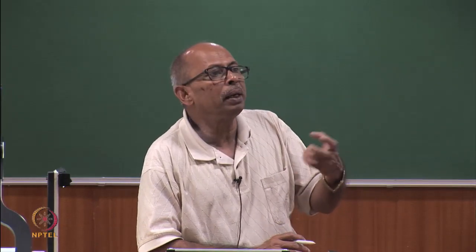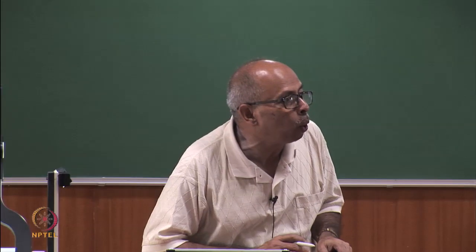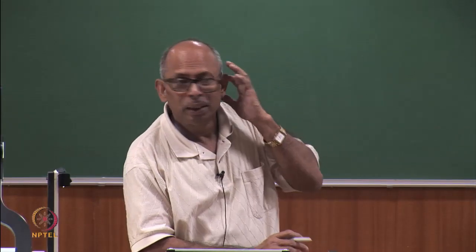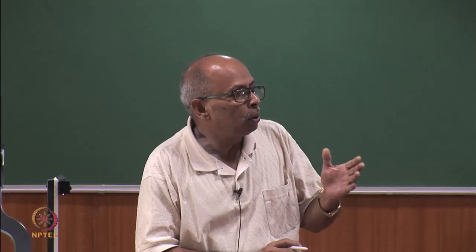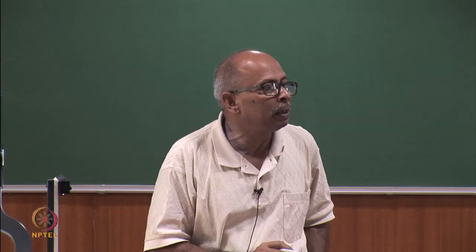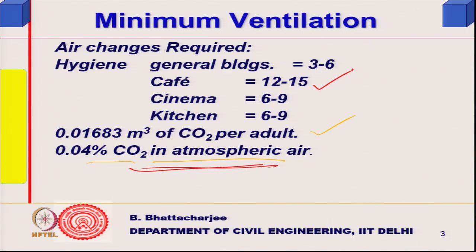So, in a restaurant a large number of people will be sitting at one go. I mean, we are talking about not the open air type, but the closed scenario. So, a number of people will be sitting together. For a cafe you can see that it is 12 to 15, and for a general habitable building 3 to 6 air changes. We understand of course what air changes are. This is the minimum required.